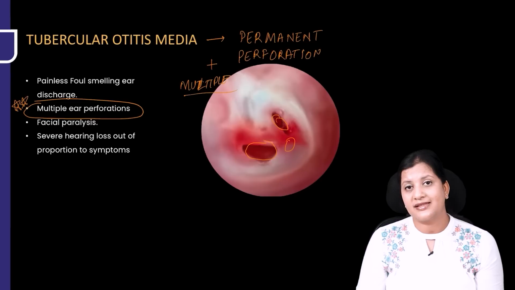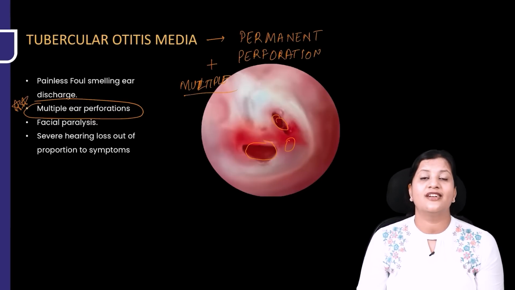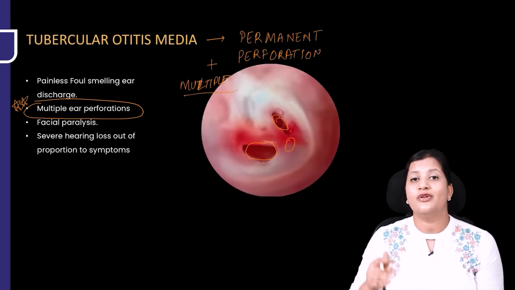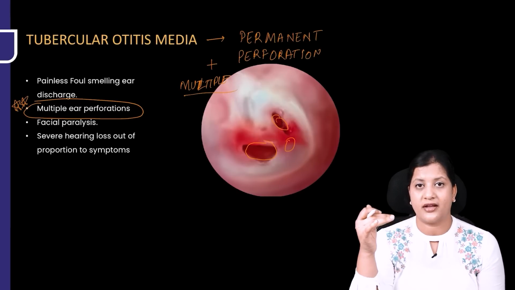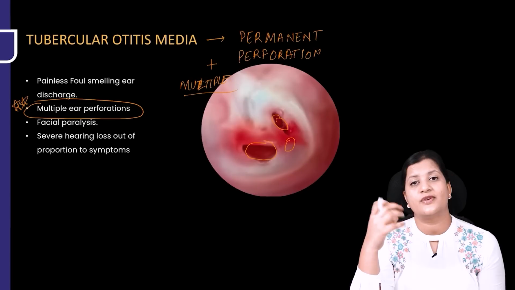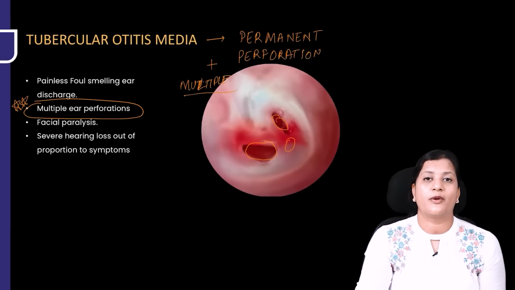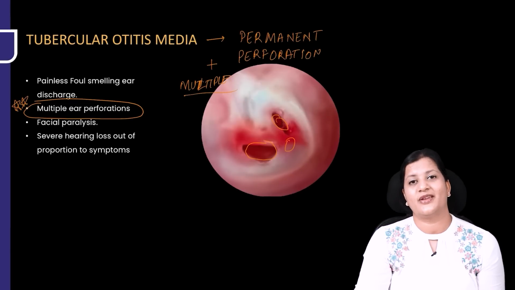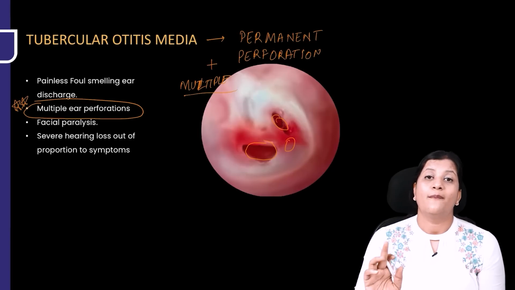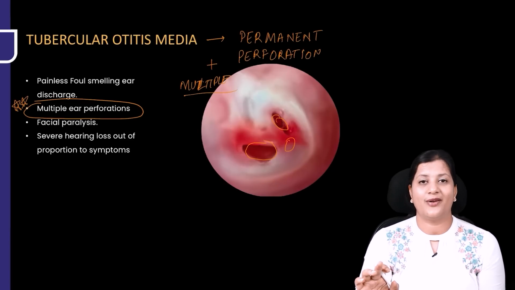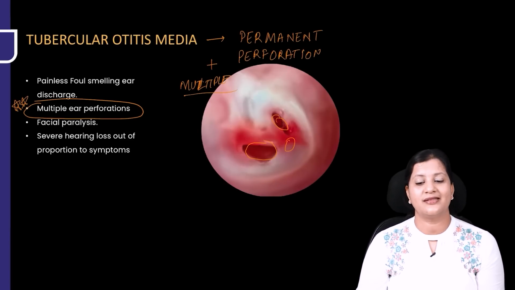Here it is a painless condition having a foul smelling ear discharge. The severity of hearing loss is much more as compared to the disease that you see. So you will see perforation but the hearing loss will be very high. So it is disproportionate. So the amount of hearing loss versus the perforation is disproportionate in a patient with tubercular otitis media. But what is the take home point for you to remember? Multiple perforations is the hallmark of tubercular otitis media.